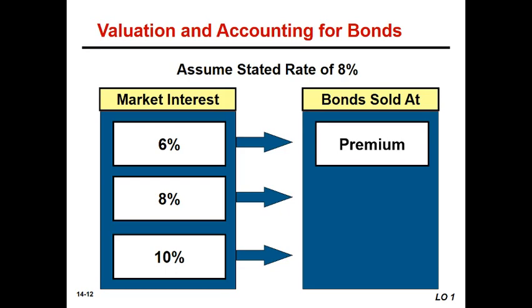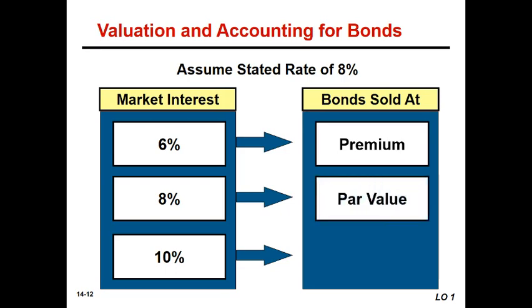If by chance things work out right and the market interest rate is at 8%, which is the same as the stated or coupon rate, then they're going to sell at par value. So we're going to have no variance between proceeds and our obligation at maturity.